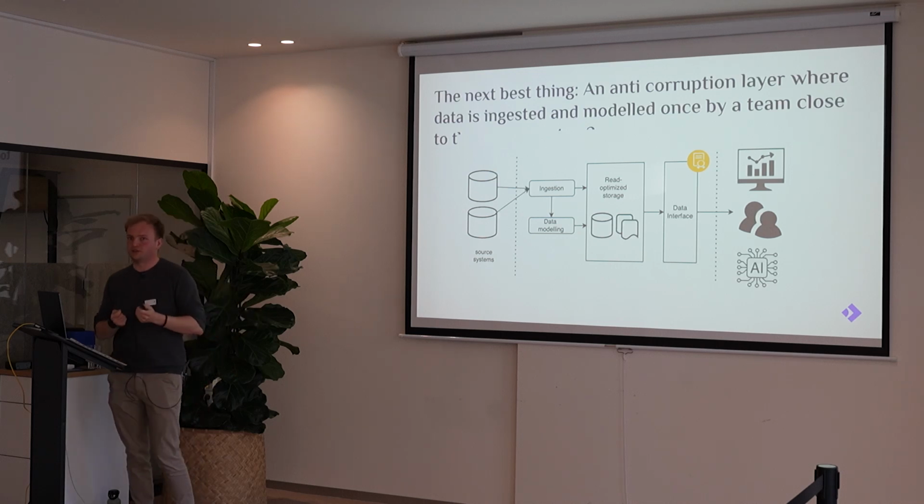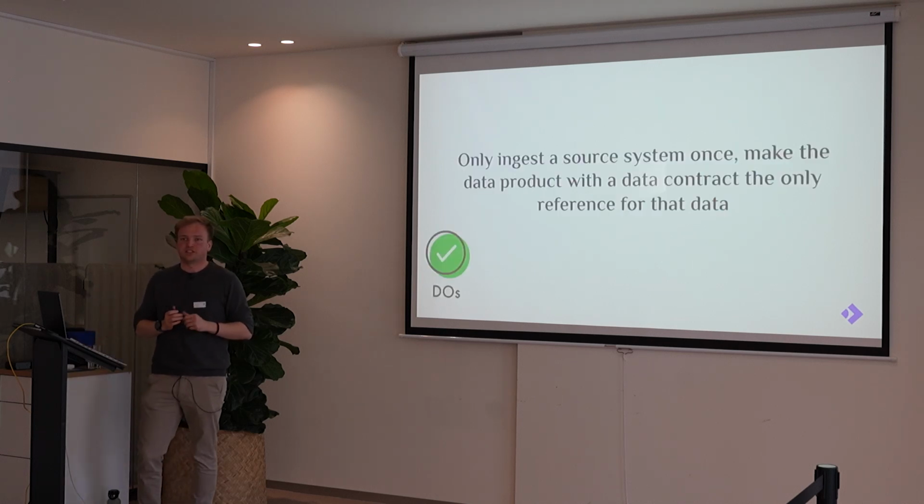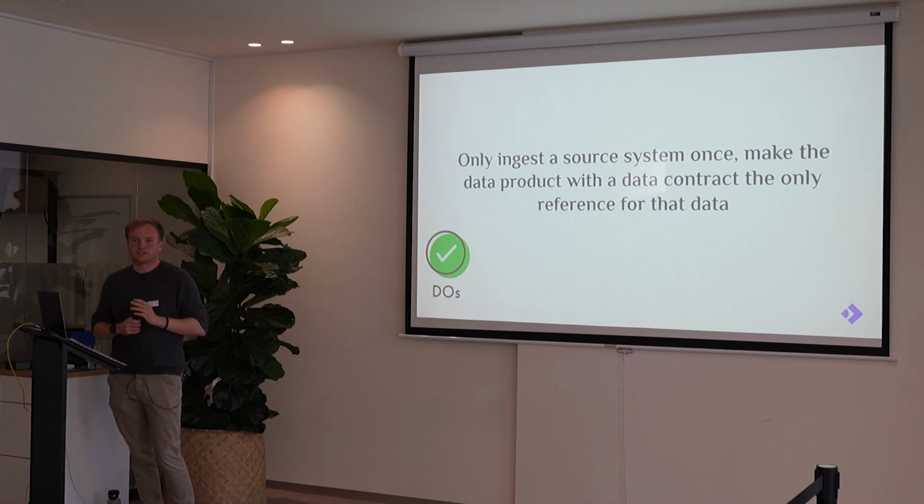So I think that's a bit of a leverage or a way that we could follow there. As a piece of advice here, I would say only ingest the source system once. Don't ingest it 5 times by different teams, because data will start to diverge, and at some point it comes together again, and then you will have big data quality issues. So only ingest it once. Make that data product with a data contract on top of it the only reference for that data for all analytical use in the company.